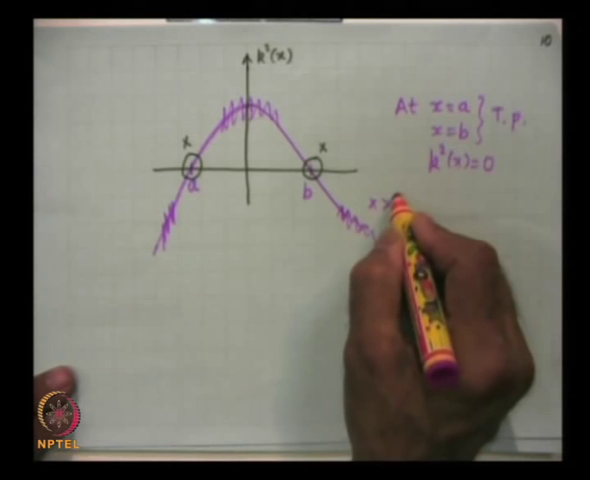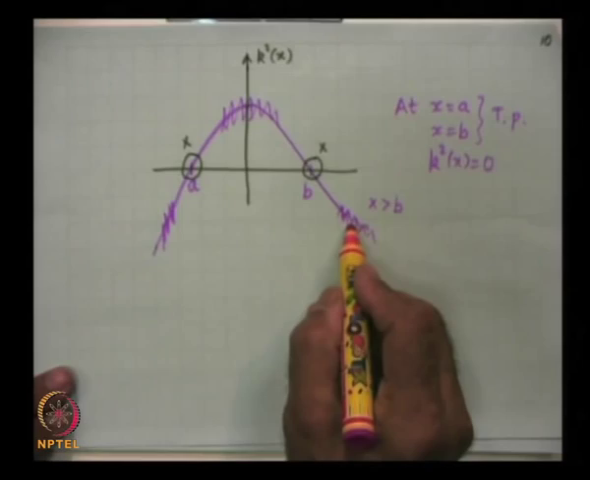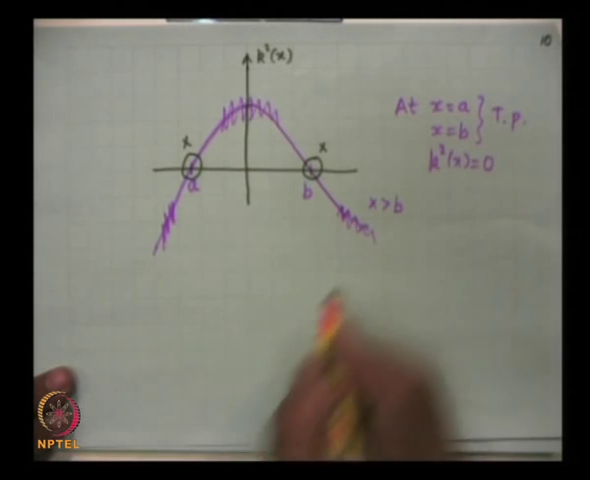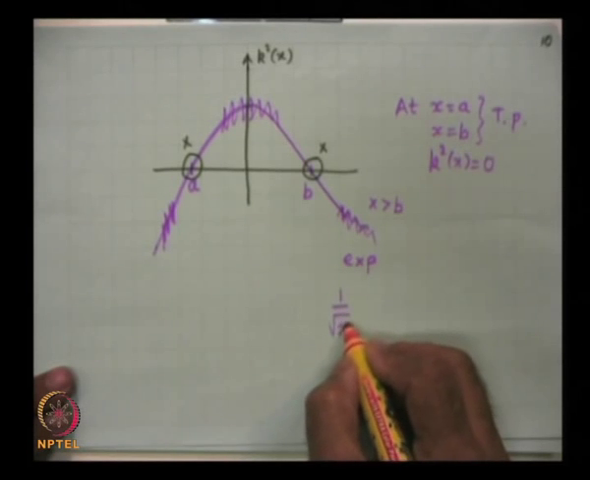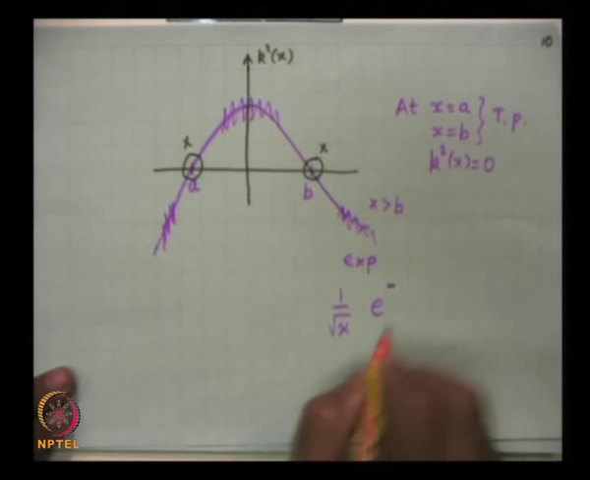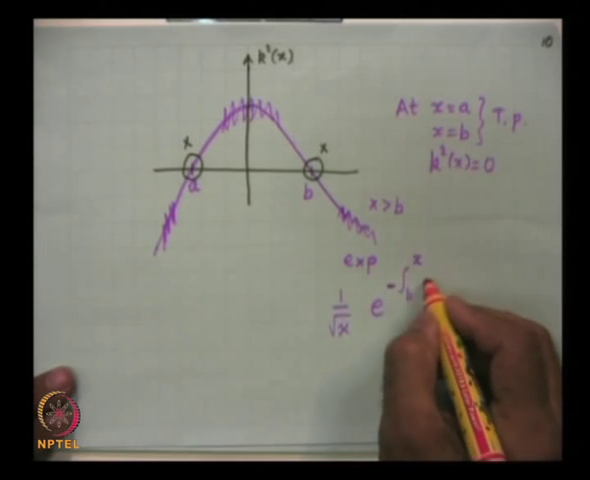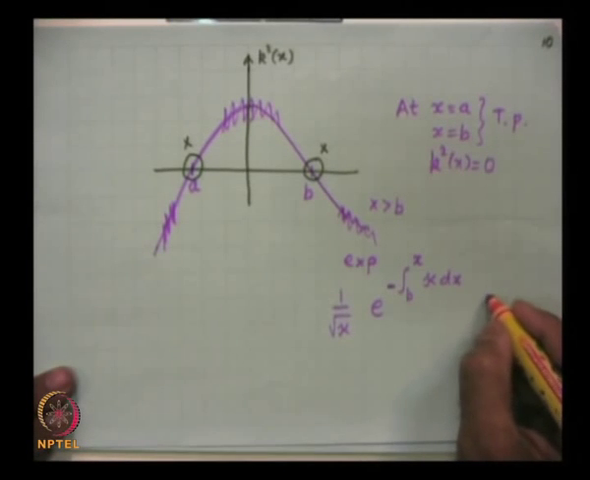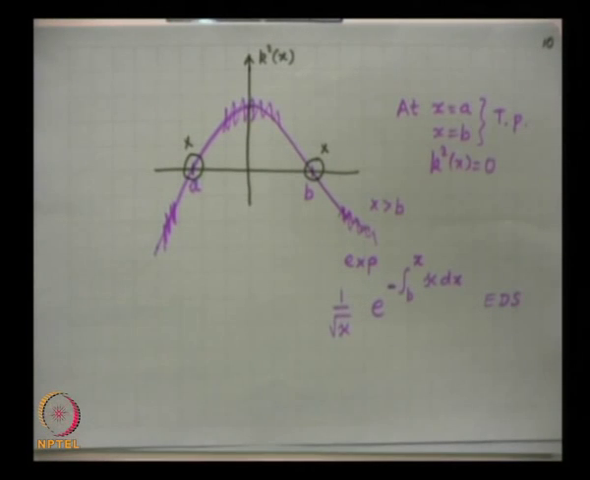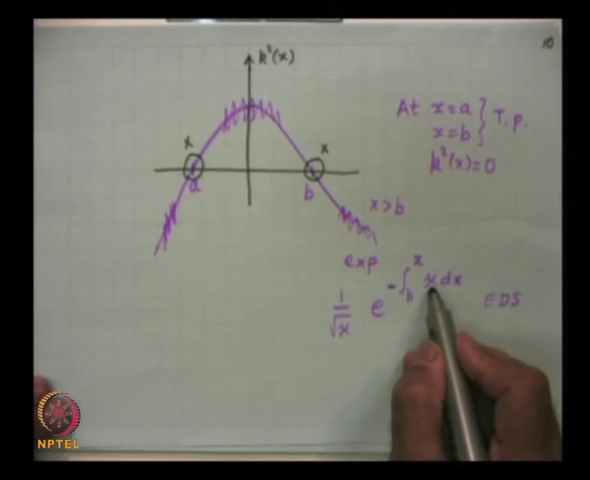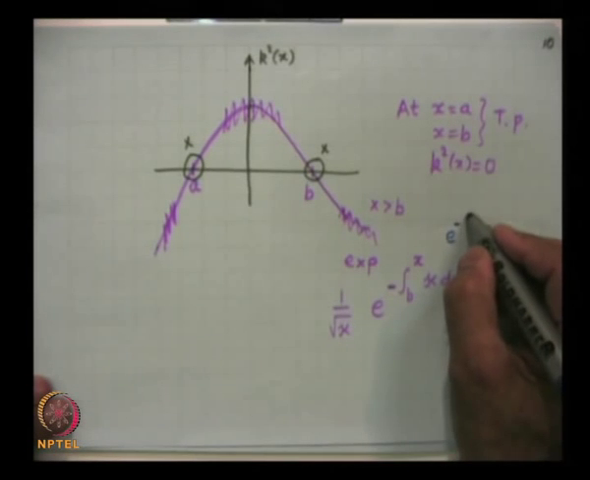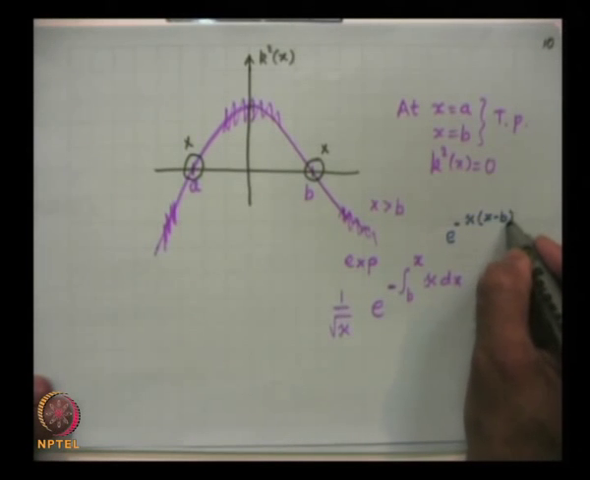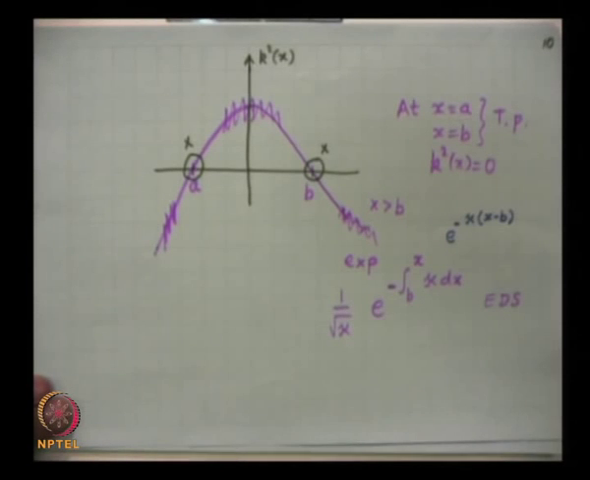Here x is greater than b, but k square of x is negative. So, my solutions are exponential solutions, and we can write them as 1 over root kappa e to the power of minus integral b to x kappa dx. This is an exponentially decaying solution because if kappa were constant, then with the upper limit x, this will be e to the power of minus kappa times x minus b, and as x tends to infinity, this will be exponentially decaying.